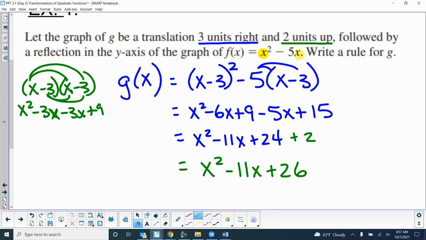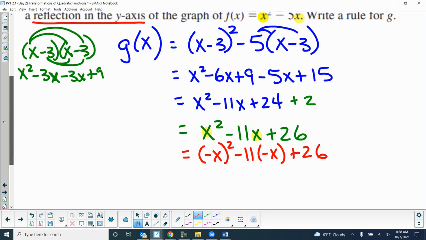And then what does that mean? Reflection in the y. This way, what are we changing? The x. So we change x to its opposite. So wherever we see an x, we're going to do what? Change it to a what? Its opposite is negative x. All right? So this is negative x squared minus 11 times negative x plus 26.